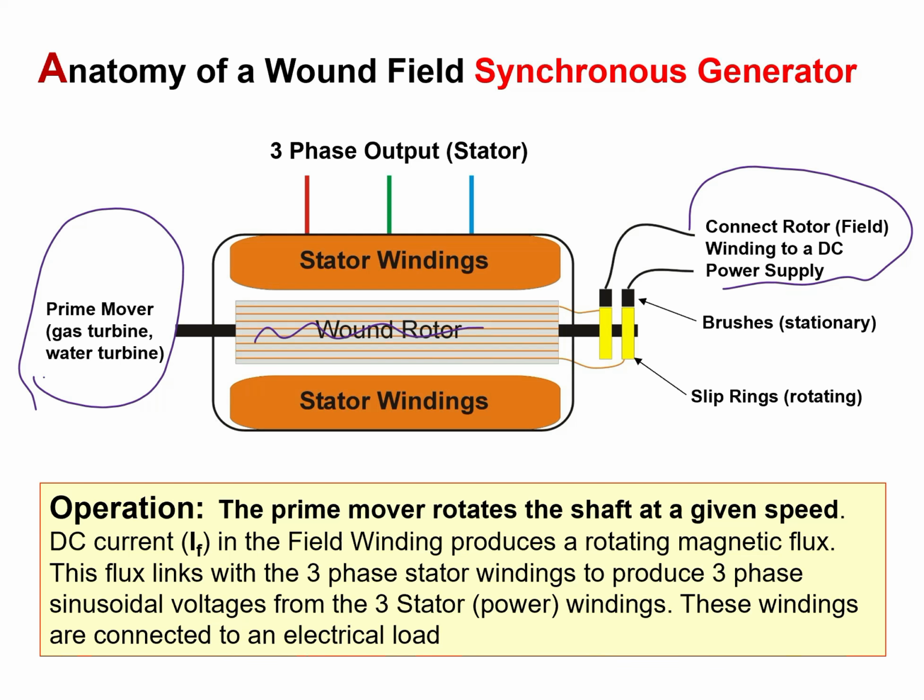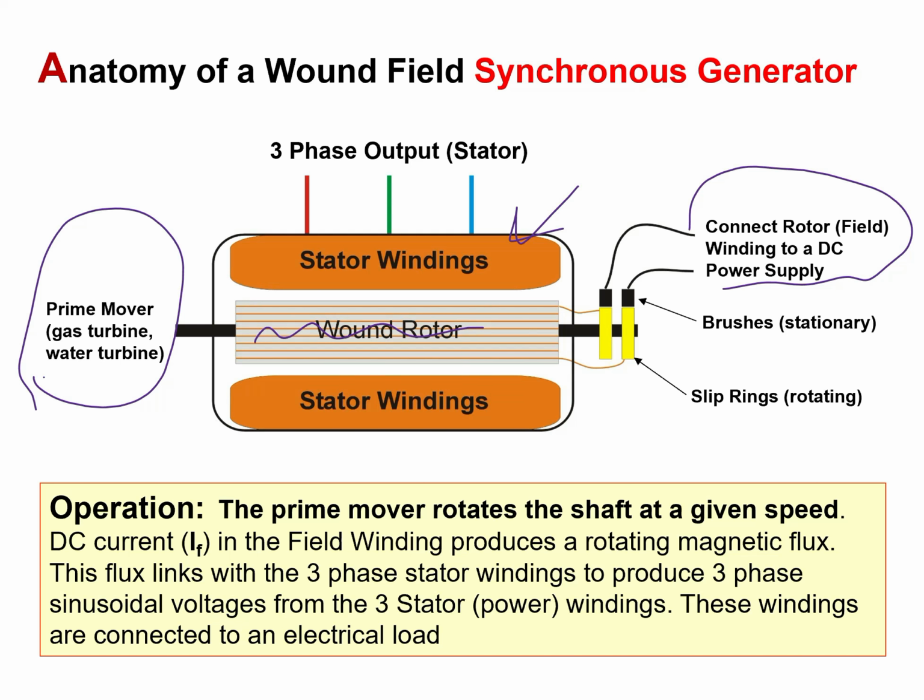So as the rotor is moving, the DC current that is flowing inside this winding will produce a magnetic flux, and this magnetic flux is going to strike or cut the stator winding, and this would cause a three-phase voltage output in the stator, of course, if the stator windings are connected in a three-phase shape.